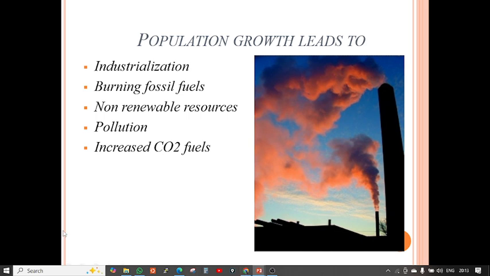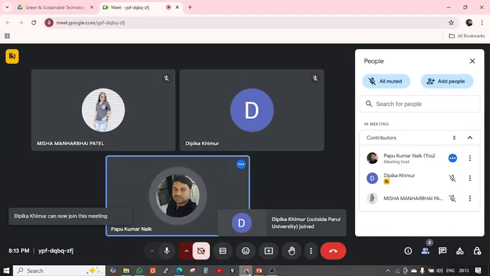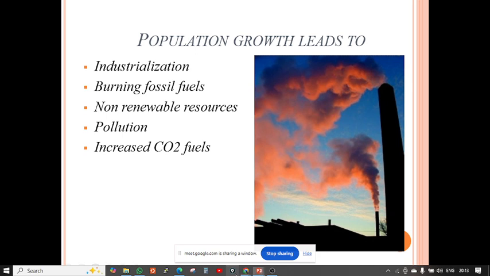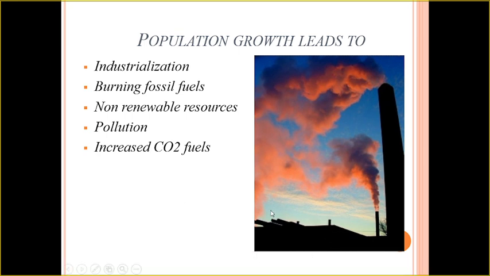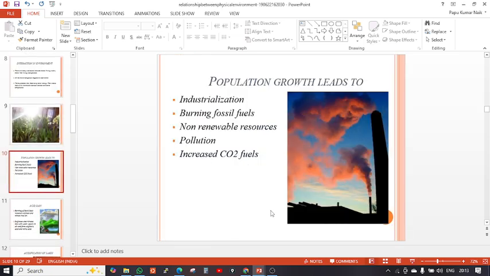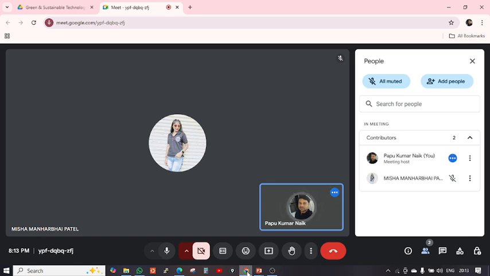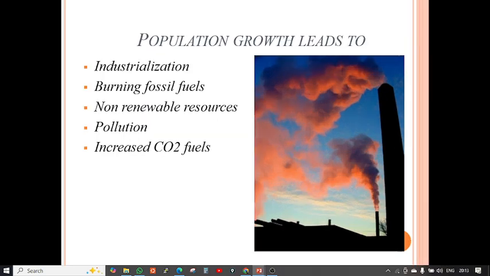So many pollutions can be released due to these man-made activities, and these man-made activities are mostly industrialization, burning fossil fuels and non-renewable energy resources, etc. All these things are hampered due to human activities, and that's why human activities, which are very useful in some cases, because not only are we destroying things, but also due to this development we can utilize the resources.